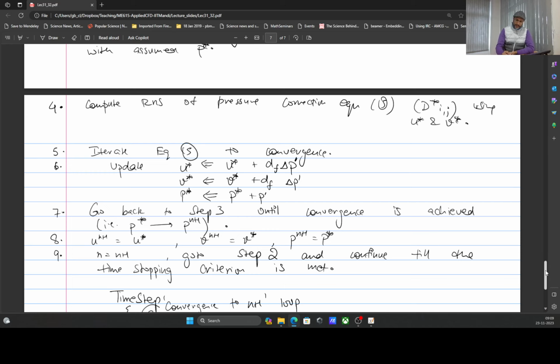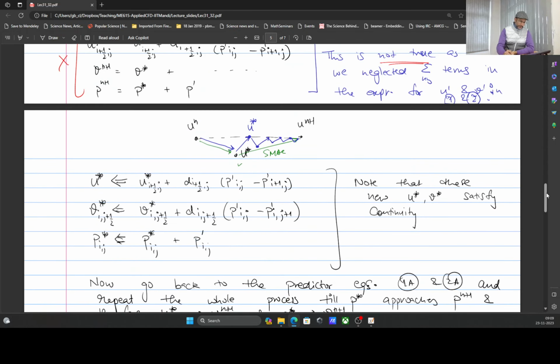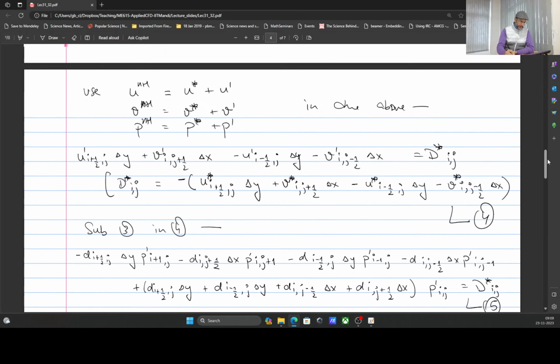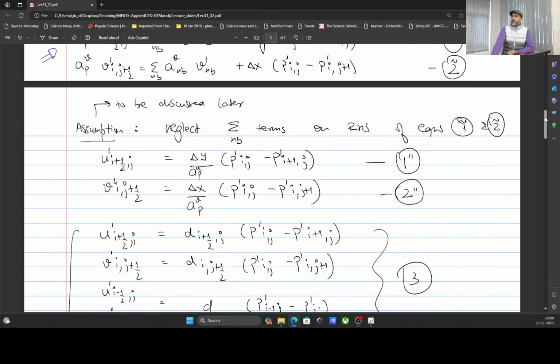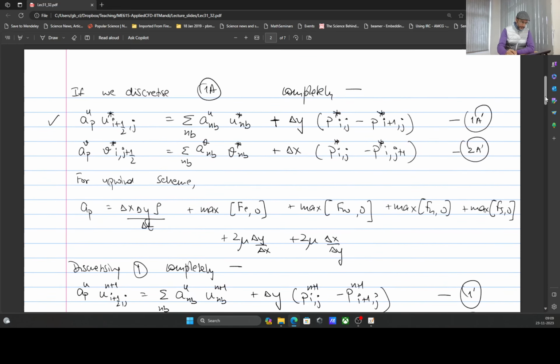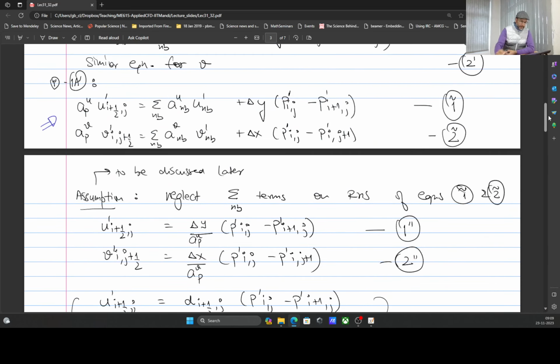So what is the basis of this statement? Because see, we have made an assumption to neglect the neighborhood terms in the correction equation. So this is here on the top. So why is it that even though we neglected these neighborhood terms, 1 a prime and 2 a prime. So we had these neighborhood terms. So 1 tilde and 2 tilde. These are the exact expressions for u prime and v prime.